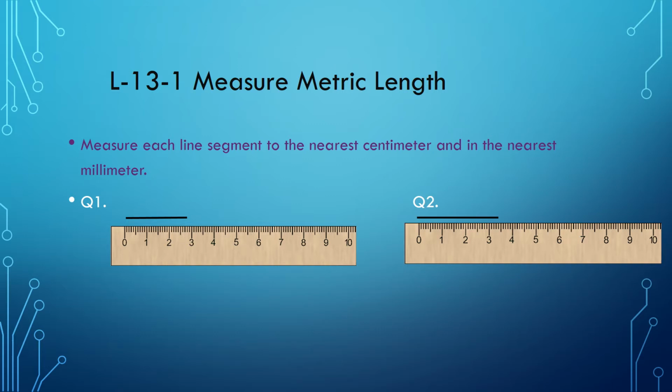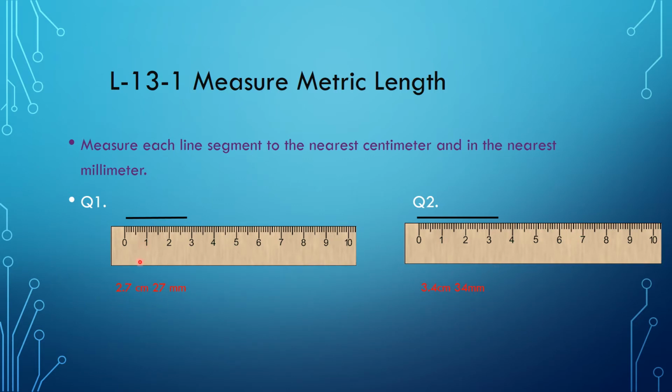Then in the second one also, the 0 coincides with the first point, and you can see the end point: 1 centimeter, 2 centimeter, 3 centimeter, and 3.4 centimeter. Then you can see what the answers are.